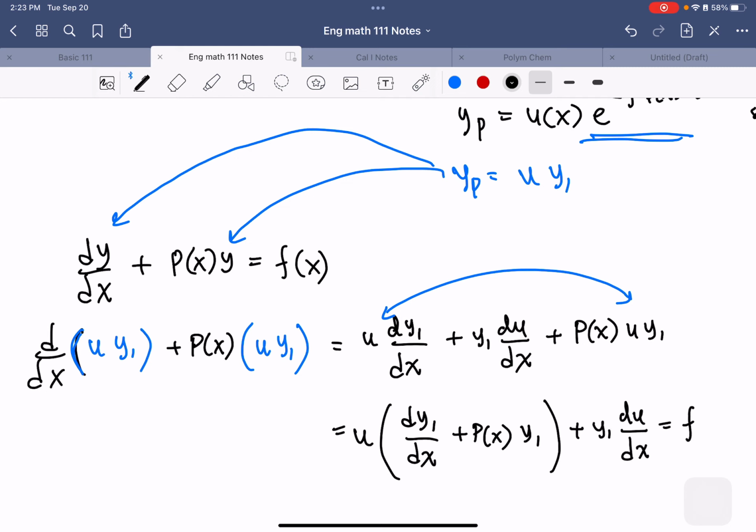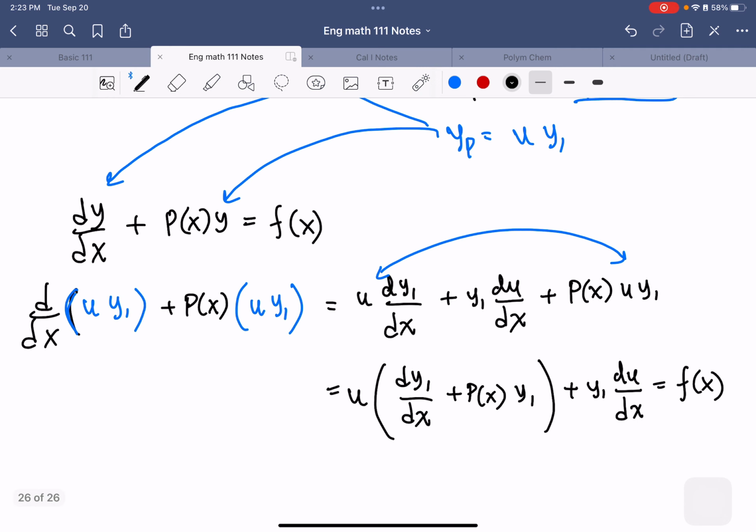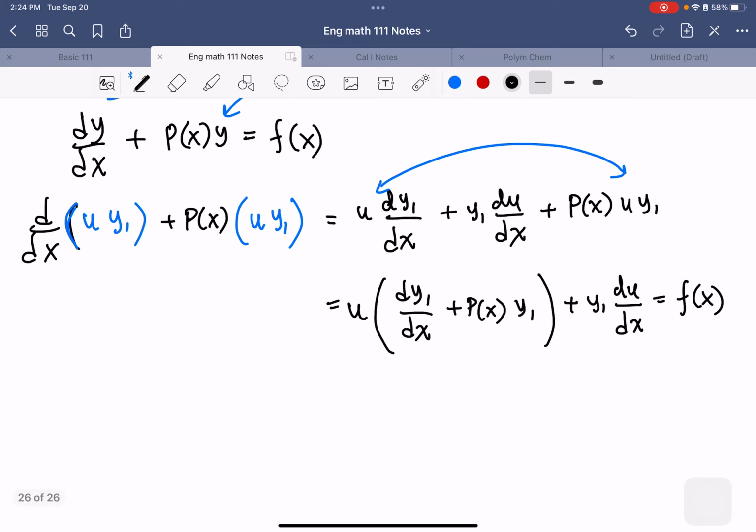And equal f of x. And remember that this part here, this y1, is part of our homogeneous one. So you can say that this is equal to 0. So we know that this is going to be the final conclusion, that we get y1 du over dx is equal to f of x. Okay.